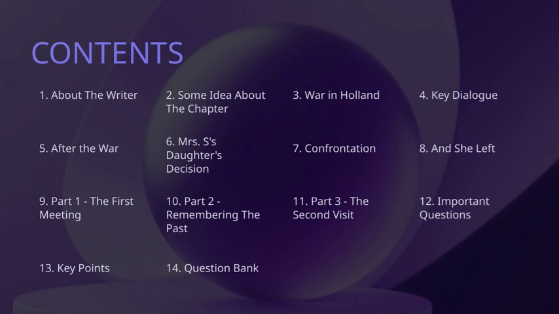Part 1, The First Meeting, introduces the initial interaction between characters, setting the stage for the story. Mrs. S's Daughter's Decision highlights a pivotal moment that shows personal choices and their consequences. Following that, Part 2, Remembering the Past, delves into memories that shape the character's actions. Confrontation marks a key turning point where tensions come to the surface. Key Dialogue emphasizes important conversations that reveal character motivations.